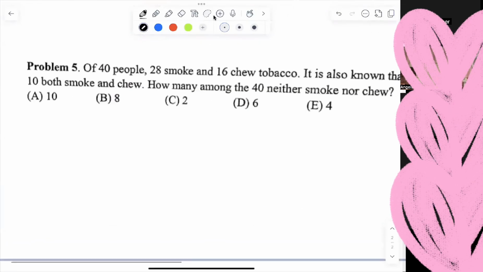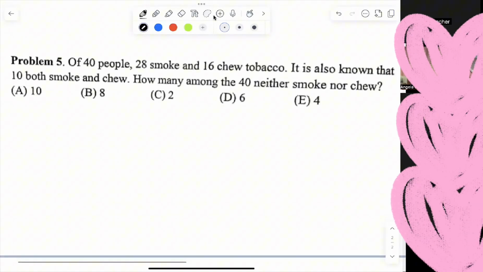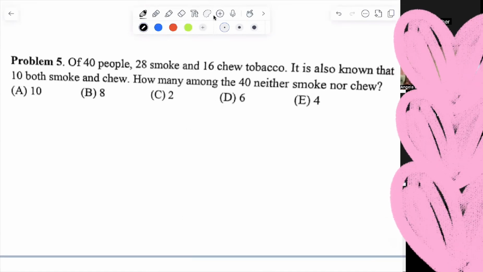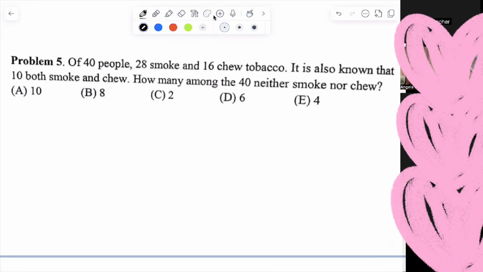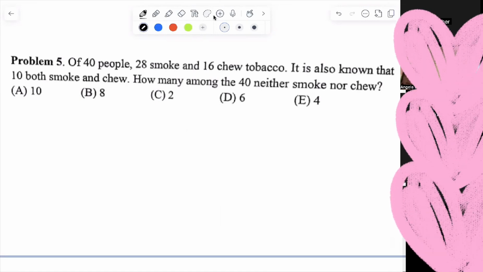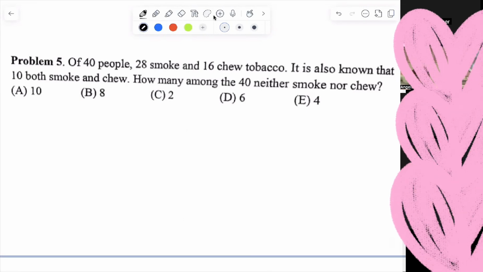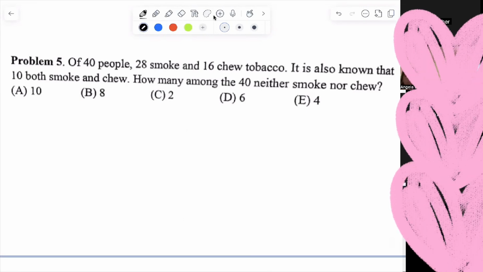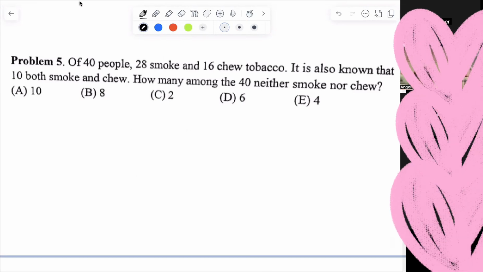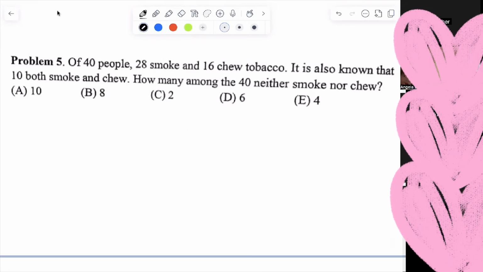Let's move on to problem 5. Of 40 people, 28 smoke and 16 chew tobacco. It's not good to smoke, and chewing tobacco is not recommended either. It is also known that 10 both smoke and chew. How many among the 40 neither smoke nor chew? I also want you to have a try at this question and tell me your answer through private messaging.